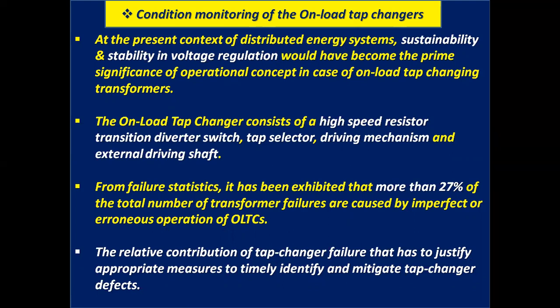The on-load tap changer consists of a high-speed resistor transition diverter switch, tap selector, driving mechanism, and external driving shaft. Failure statistics show that more than 27% of the total number of transformer failures are caused by imperfect or erroneous operation of OLTCs. The relative contribution of tap changer failure justifies appropriate measures to timely identify and mitigate tap changer defects.